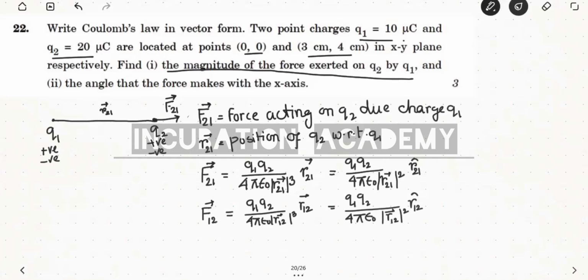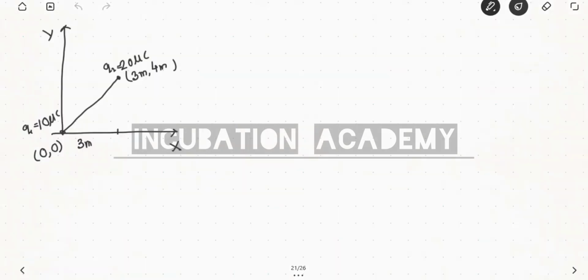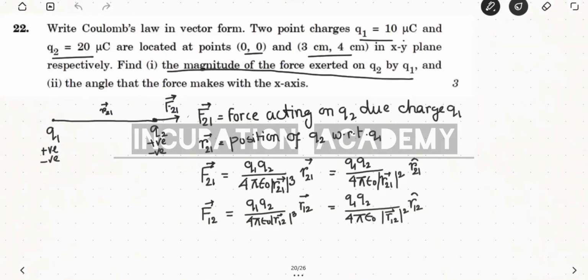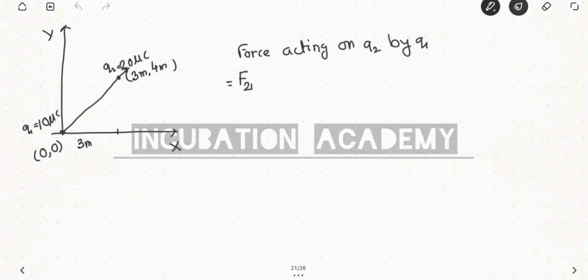So we have to find the force on Q2, and Q2 will want to repel in that direction. So the force acting on Q2 by Q1. See the notation: force acting on Q2 by Q1 is F21. So what is the magnitude of F21 if I write it down?